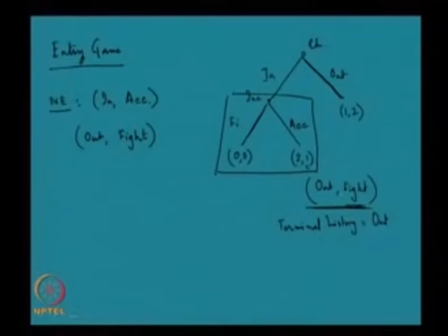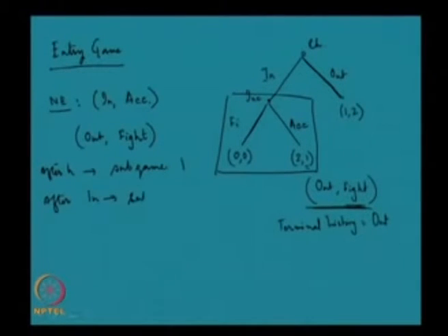Now I know in this game there are two subgames. One is after the empty history phi, and one is after in. This is subgame 1 and this is subgame 2. So there are two histories to be considered: after phi and after in.